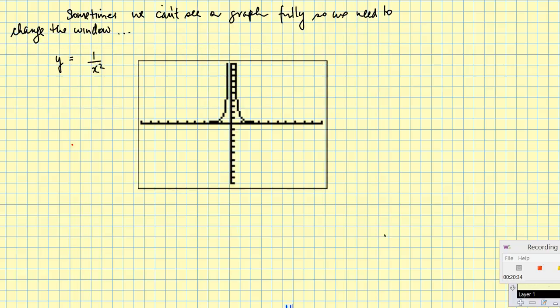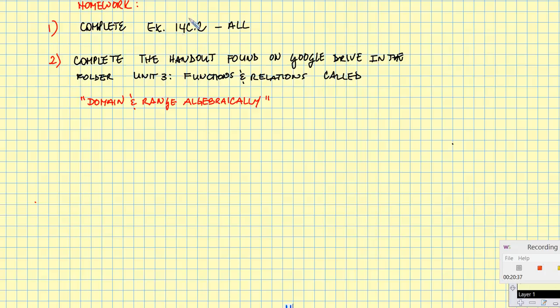The very last thing is just to complete exercise 14C.2, which will not be done as homework, but as classwork. And I will be checking work in class. Okay, and you also have a handout called Domain and Range Algebraically to be completed.